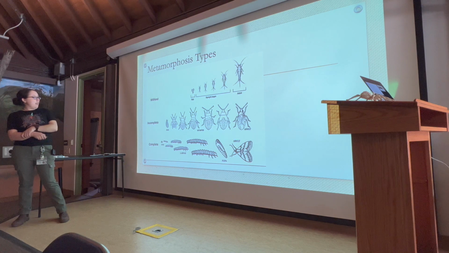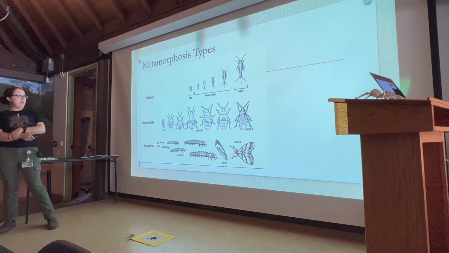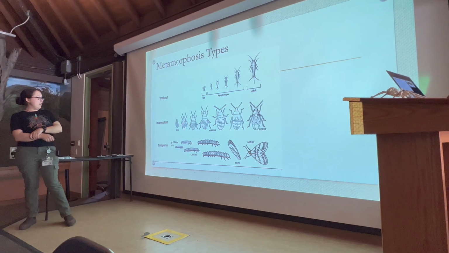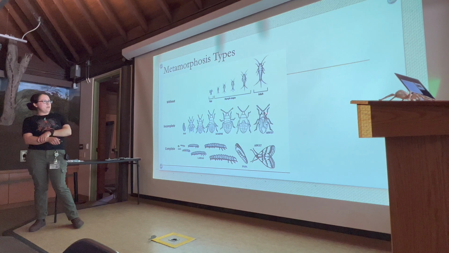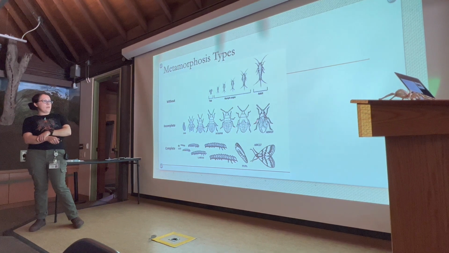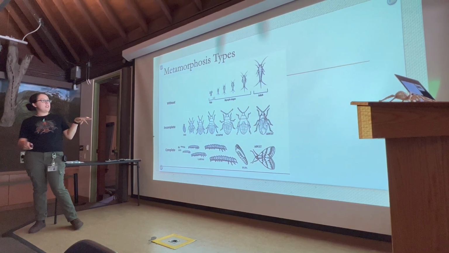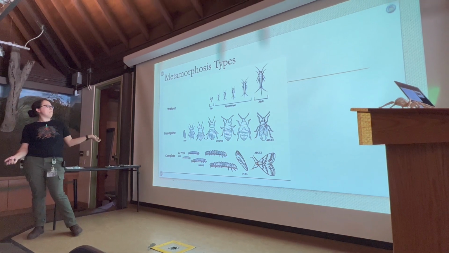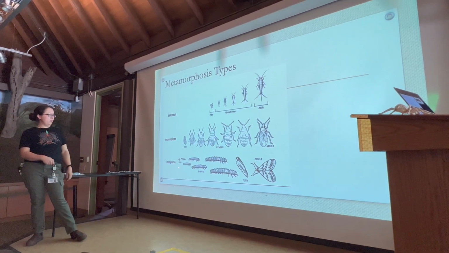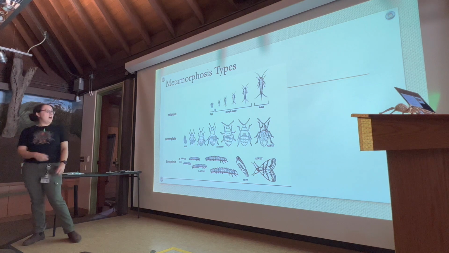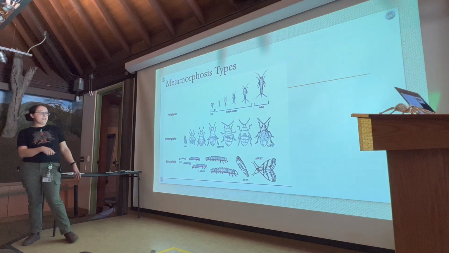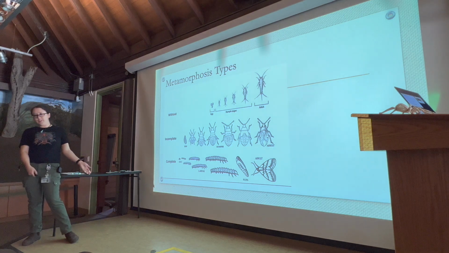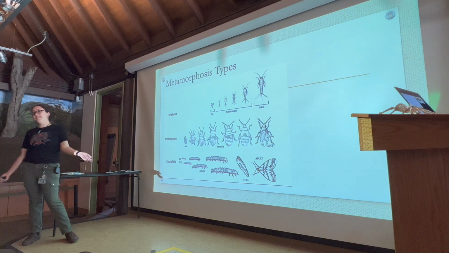Incomplete is they change a little bit. So this is the egg, and it's called a nymph when it's not full grown. The adult has wings, but the nymphs don't. So as they grow, they start getting different appendages, such as wings, to their adulthood. And then there's complete metamorphosis, which is caterpillars, larvae. That's what butterflies do. Beetles actually have a larva too, and flies, whose larva is maggots.